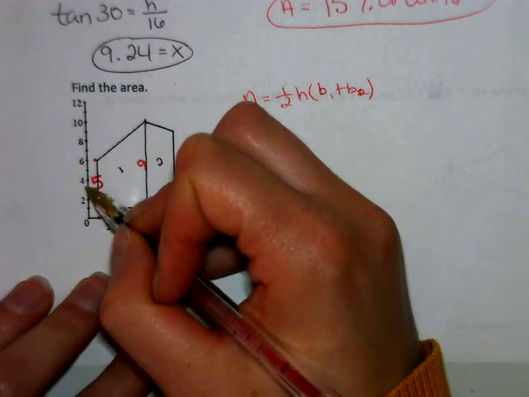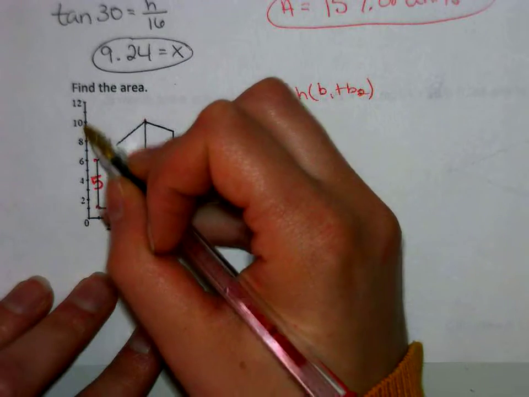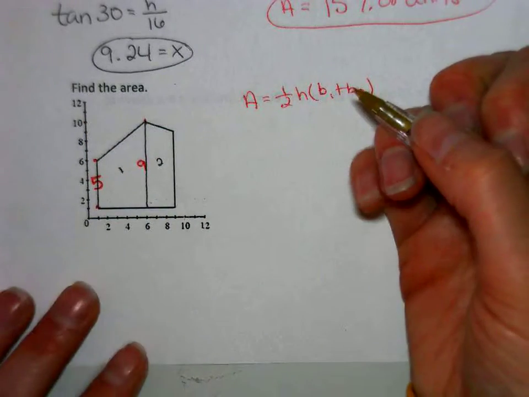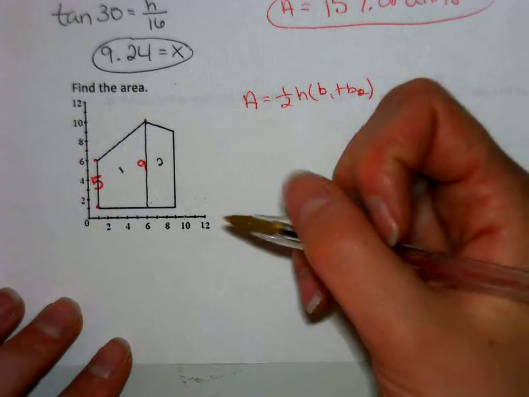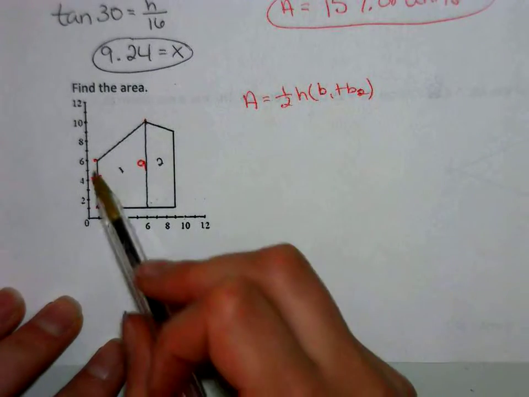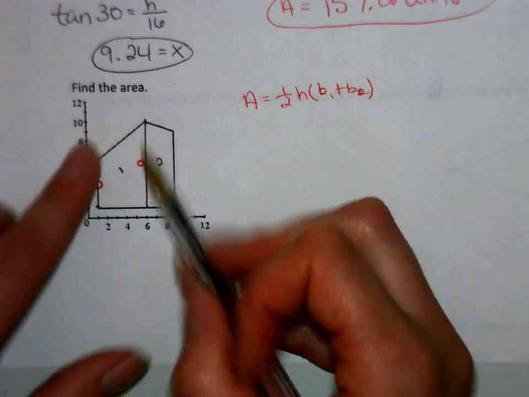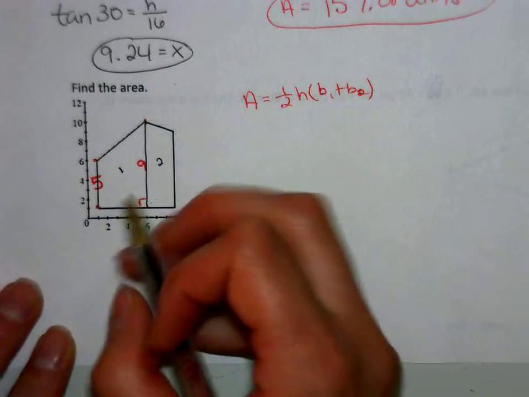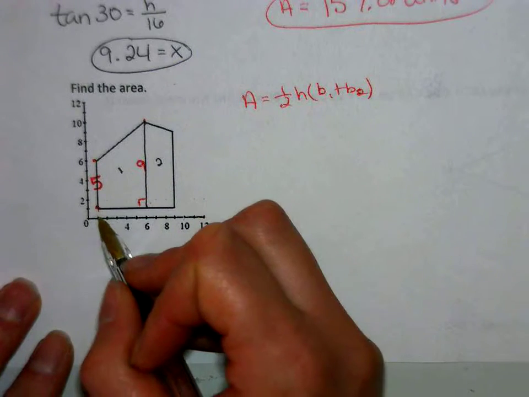So then lastly, we need to know what the height is. And the height, remember, is that perpendicular distance between the two bases. So between our two bases, the only one that creates that 90-degree angle is this height right here. So it starts at 1, and we're going over 1, 2, 3, 4, 5. So we have a height of 5. 6 minus 1 is 5.